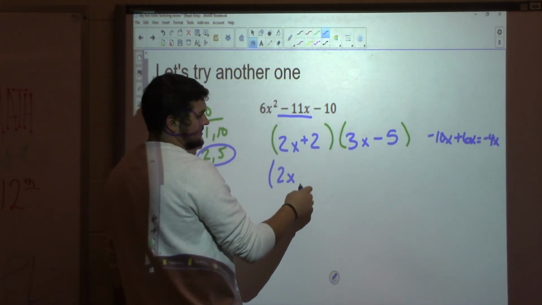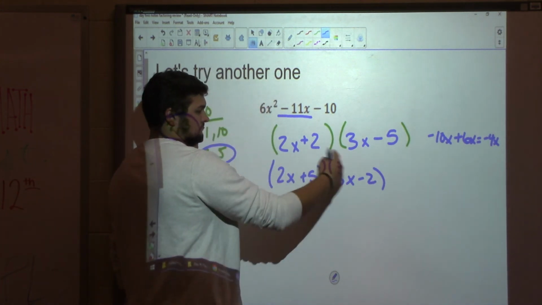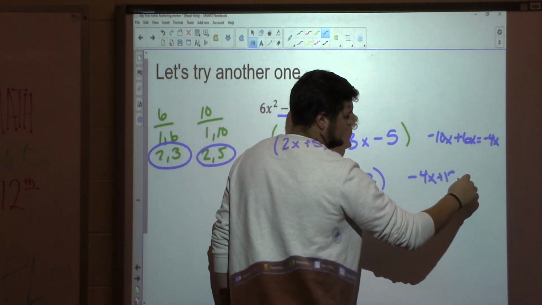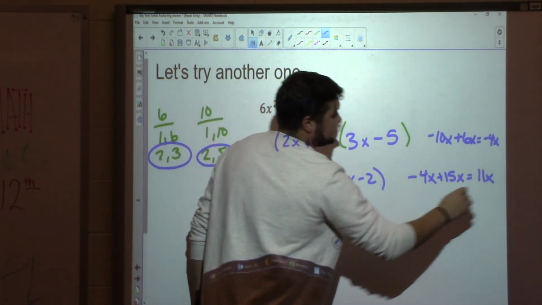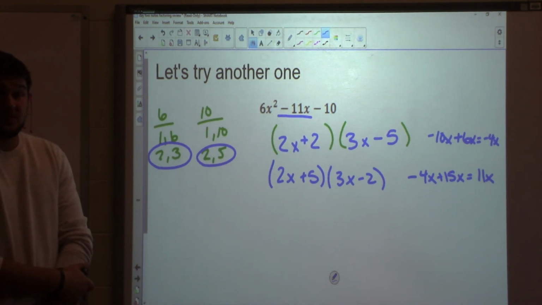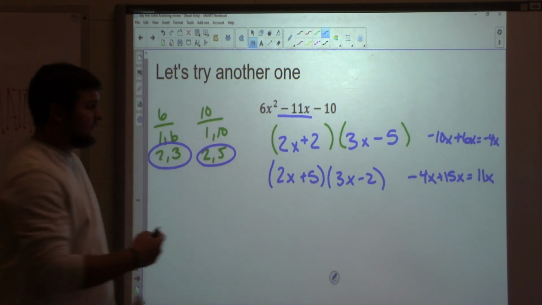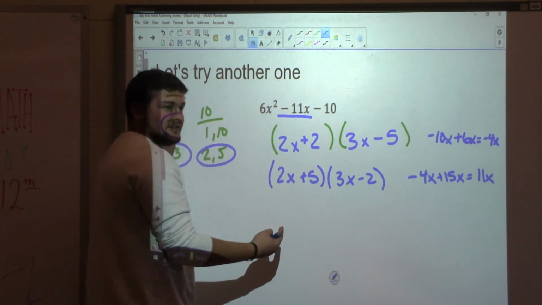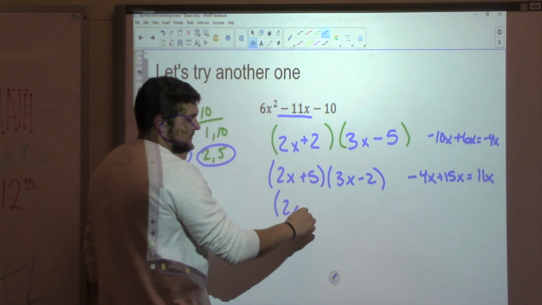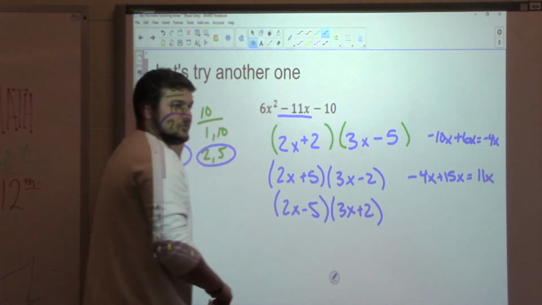So I'm going to try 2x plus 5, 3x minus 2. Negative 4x, 15x. I get positive 11x. Is that what I'm looking for? No, but it's really close, right? It's the positive version of what I'm looking for. So I bet if I switch this plus and that minus, I bet I'll get negative 11. So instead of 2x plus 5, I make it 2x minus 5. Instead of 3x minus 2, make it 3x plus 2.